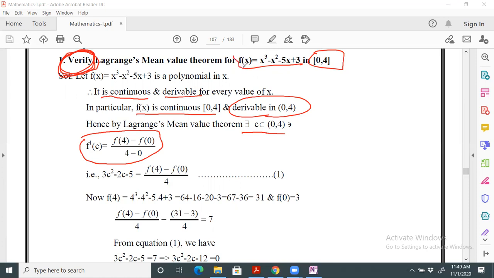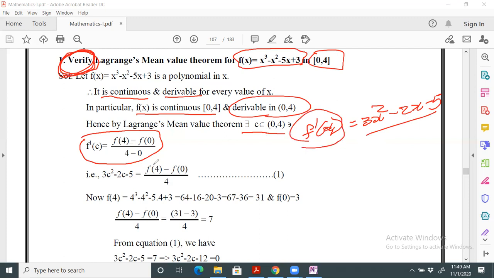This is f of x. Find f dash of x. f dash of x equals the differentiation of x cube, which is 3x square, minus the differentiation of x square, which is 2x, minus the differentiation of 5x, which is 5, plus the differentiation of 3, which is 0. Now substituting, f dash of c means 3c square minus 2c minus 5 equals f of b minus f of a by b minus a. Here a is 0 and b is 4, so f of 4 minus f of 0 by 4 minus 0. Simplifying, we get this.